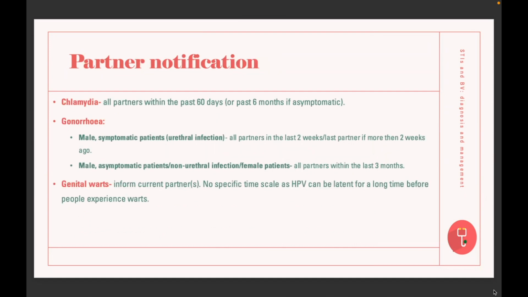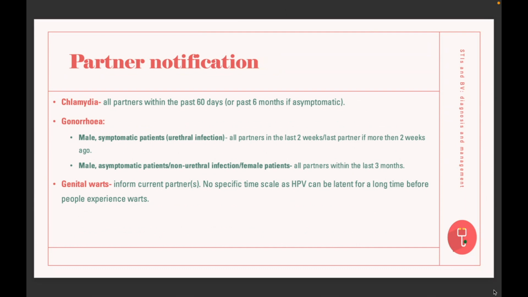All right, so just a quick note on partner notification. This is a really important part of sexual health because we want to prevent more spread of STIs and make sure that anyone who might be at risk of having one is informed of this and can access treatment and testing. So in chlamydia, if you diagnose a patient with chlamydia, ideally you want to notify all partners that they've had within the past 60 days, or if they're asymptomatic, it's the past 6 months.